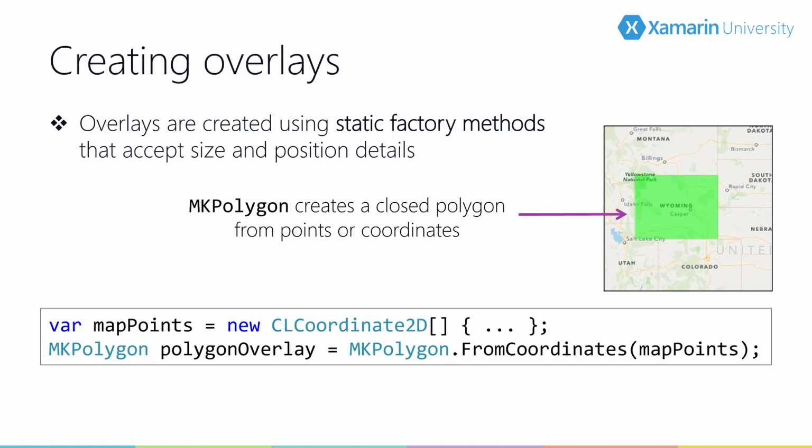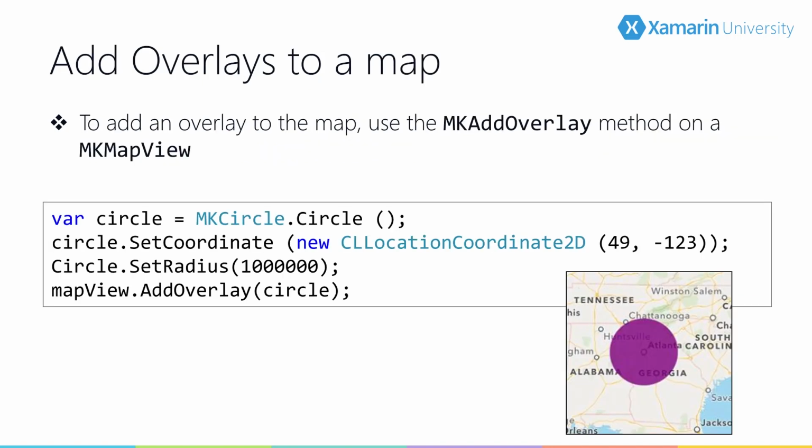As an example, we see the MKPolygon FromCoordinates method. It accepts a collection of CLLocationCoordinate2D objects. The created overlay object is then passed into the map's AddOverlay method. Here we see another example, creating a circle overlay with a center coordinate and a radius, which is in meters. It's then added to the MKMapView instance through the AddOverlay method.